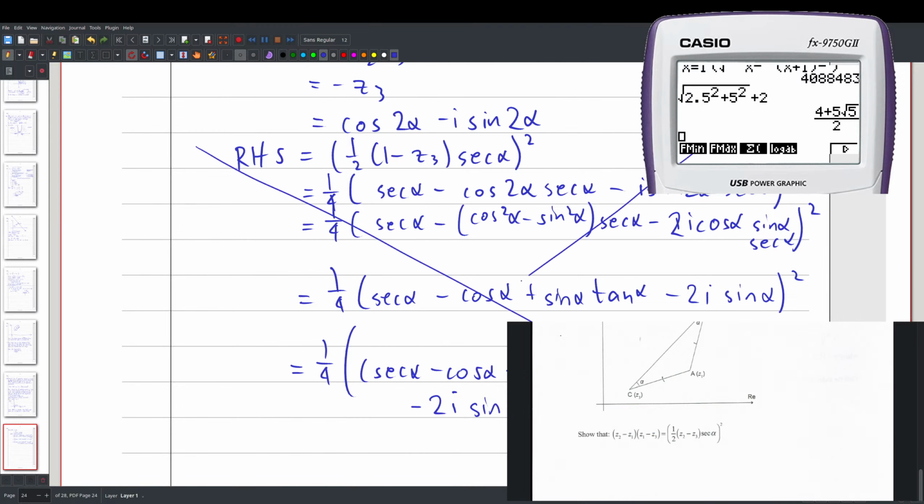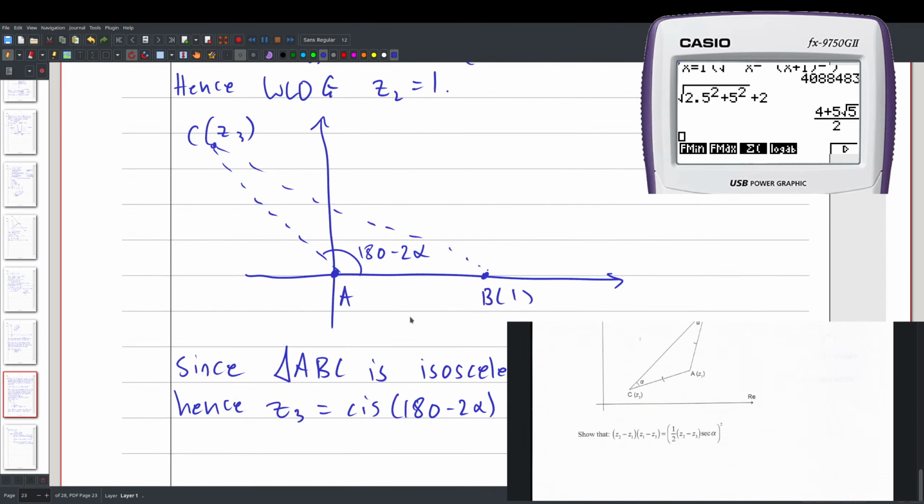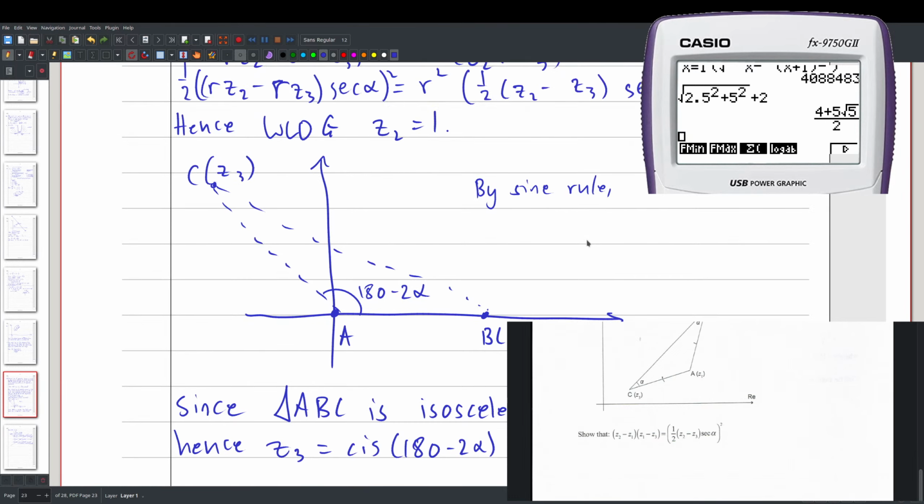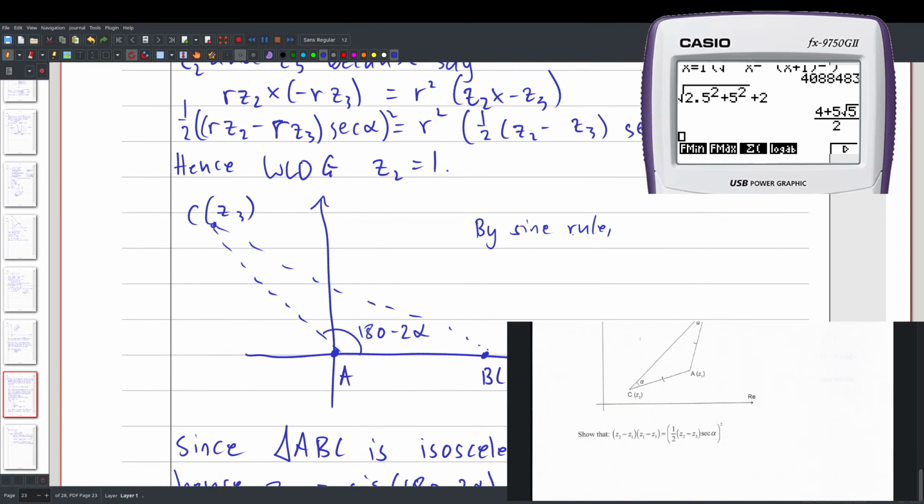What if, I've got a better idea. You see this, right? This is by sine rule. By sine rule, BC over sine 2 alpha is equal to 1 over sine alpha. So actually BC is equal to sine 2 alpha over sine alpha, which is equal to 2 cos alpha.